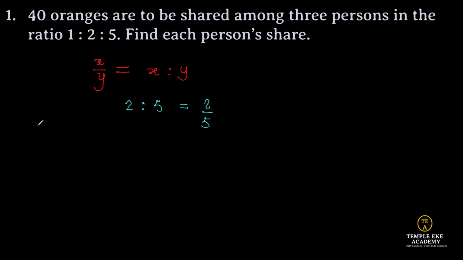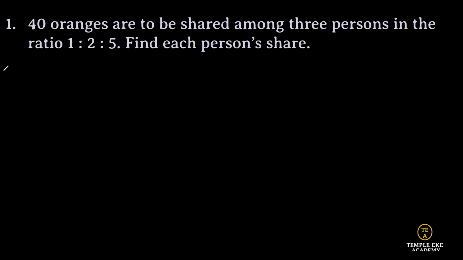40 oranges are to be shared among 3 persons in the ratio 1:2:5. Find each person's share. We get straight into it. The number of oranges to be shared is 40 oranges, and the share ratio is already given, 1:2:5. So let us begin to use the proportions in each case.